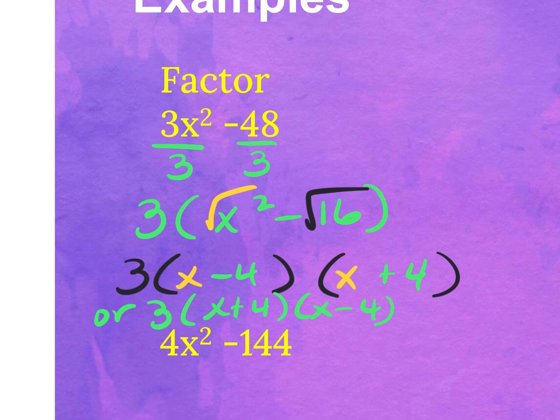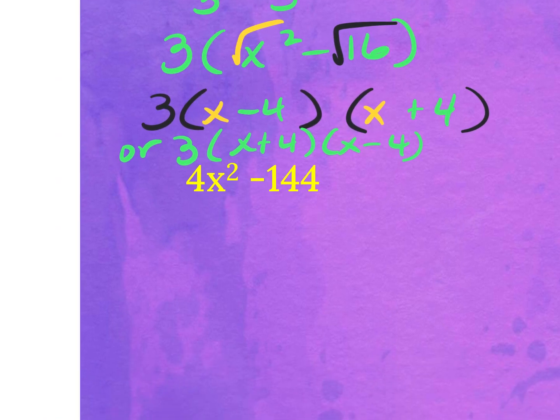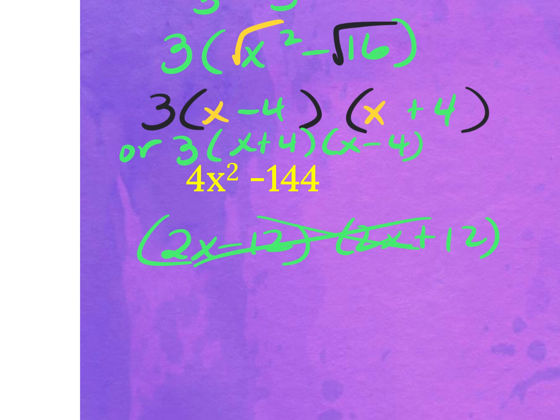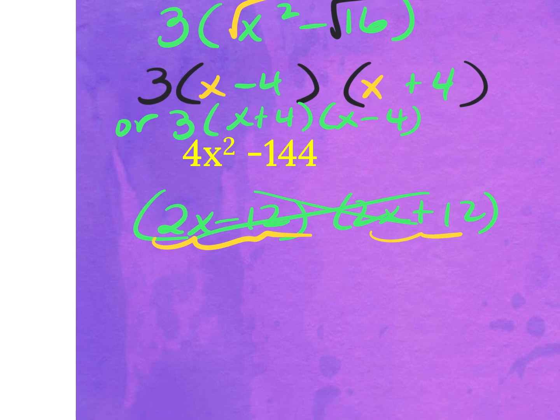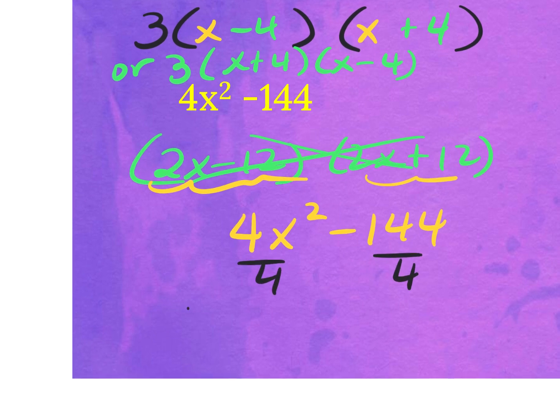Now the next one, you may look at it and say, wait a minute, 4x squared and 144, they're both perfect squares. However, and this is going to be the wrong way, if you just square root these and get 2x minus 12 and 2x plus 12, you would get it wrong because there is still a GCF hiding in here. So what we need to do first is always look for the greatest common factor first. My GCF here between 4 and 144 is 4. So I'm going to divide both of them by 4 first.